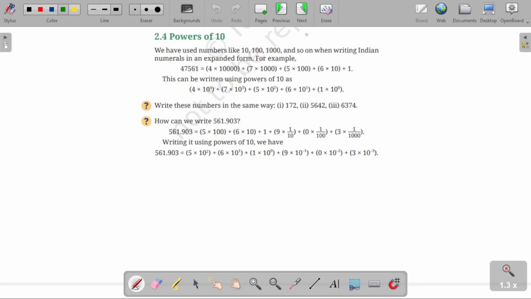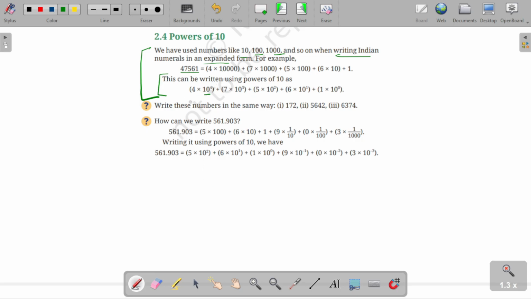Okay. Next, you have powers of 10. We have used numbers like 10, 100, 1,000 when we are writing in the Indian numerals as expanded form. I hope you remember this, right? We used to expand the terms like this according to their place values. So these can be written as powers of 10. This is also something we have learned in class 7, right?